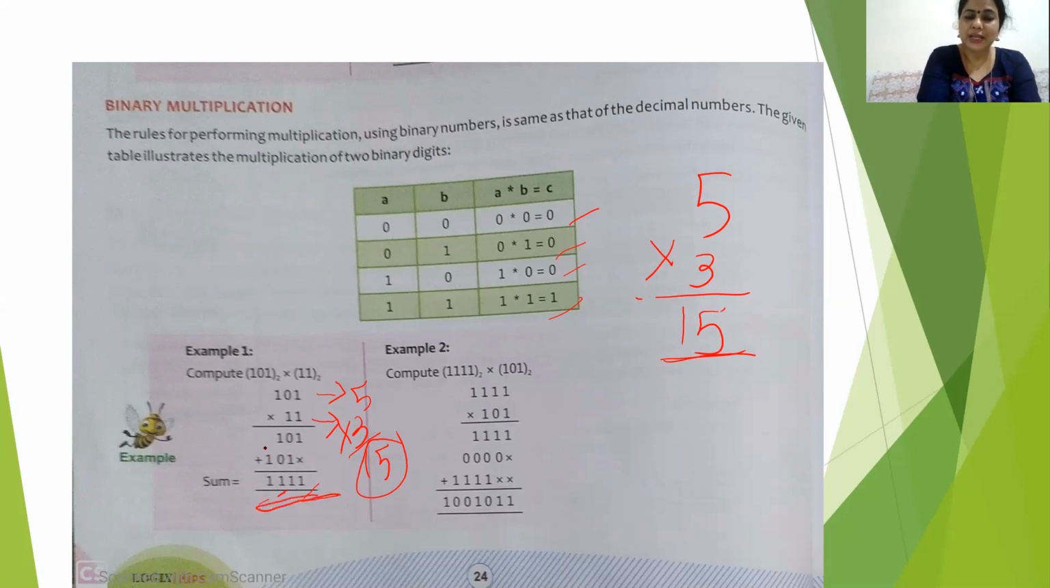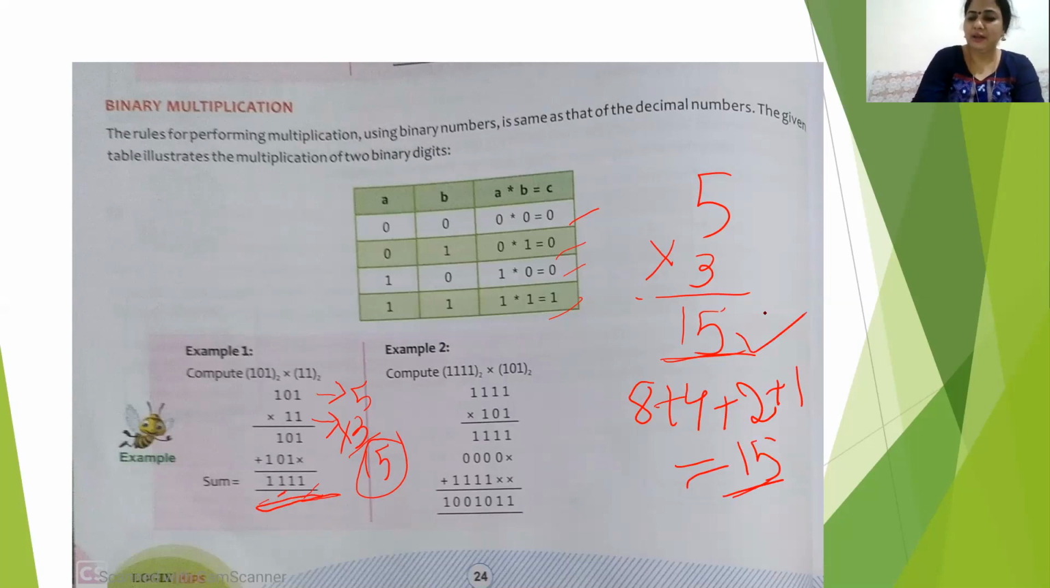What is the result again? 1 1 1 1, that will be 8 plus 4 plus 2 plus 1, so equivalent to 15. Now you are getting your result, yes or no? That is 15. Now another number you just see here.